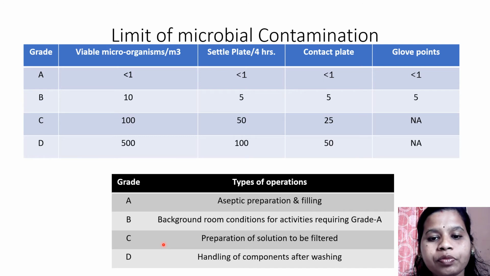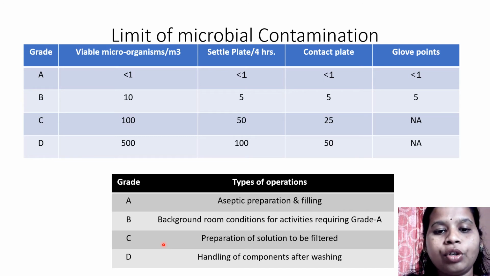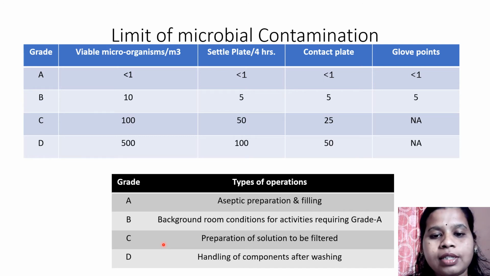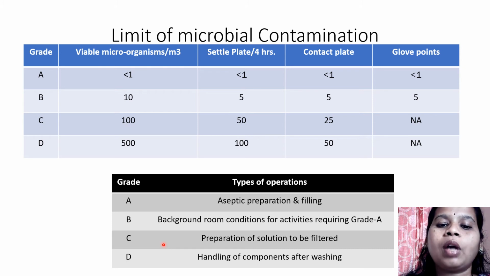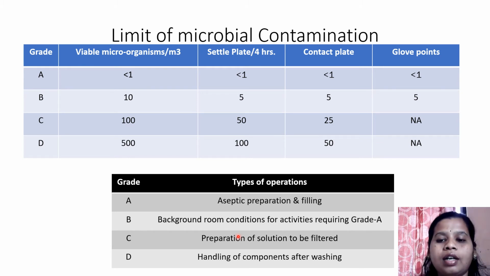of contamination. For preparation of solutions that need to be sterile filtered, grade C is used. Grade D is used for the preparation of the products and components for the subsequent filling, handling of the components after washing. Now we can see that grade B is the supportive area where various classification functions are separated.